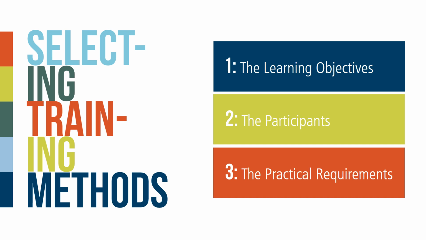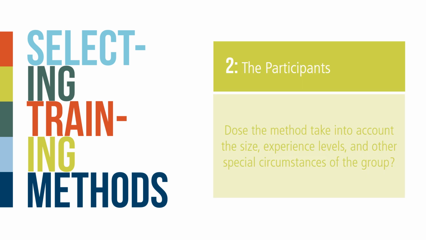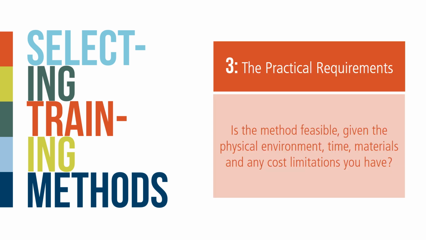There are 3 general criteria, as you see here, that you must take into consideration when you're selecting methods for your training. 1. The learning objectives. 2. The participants. 3. The practical requirements. Let's take a look at each of these criteria in a bit more detail. First, the learning objectives. Will the method effectively lead participants to accomplish the learning objective? Number 2, the participants. Does the method take into account the size, experience levels, and other special circumstances of the group? And finally, number 3, the practical requirements. Is the method feasible given the physical environment, time, materials, and any cost limitations you have?